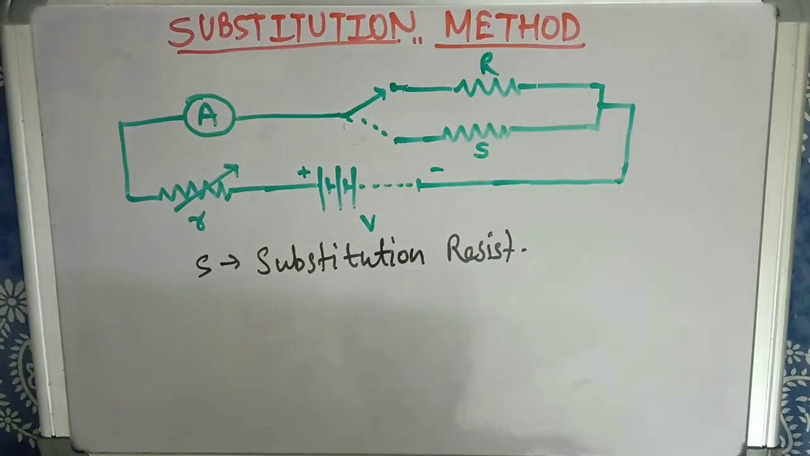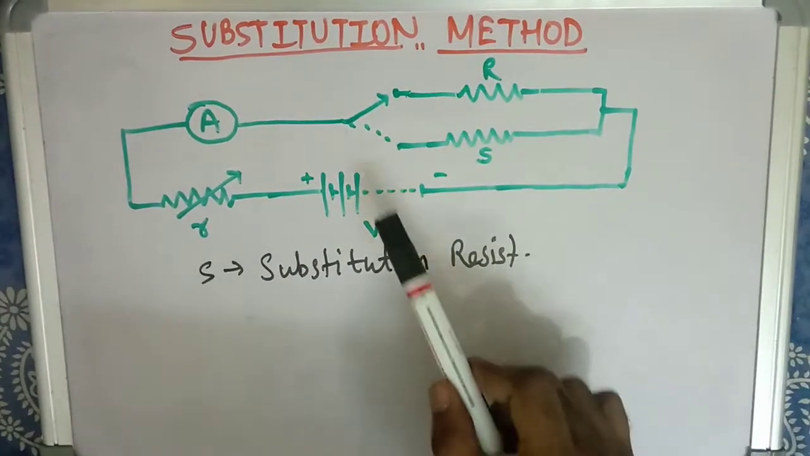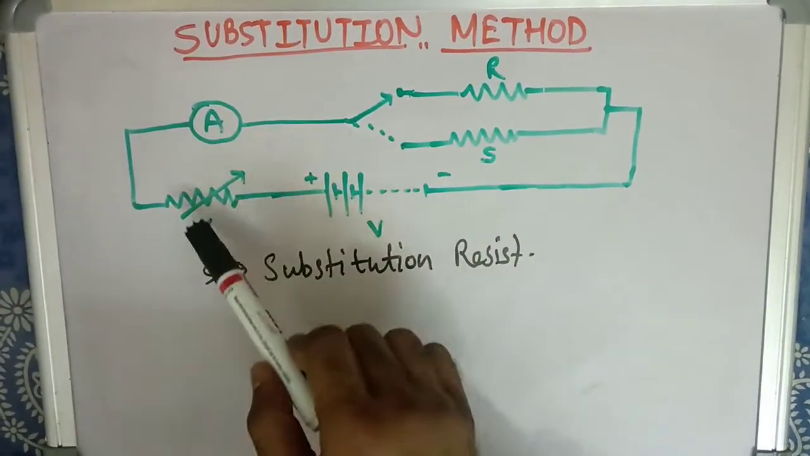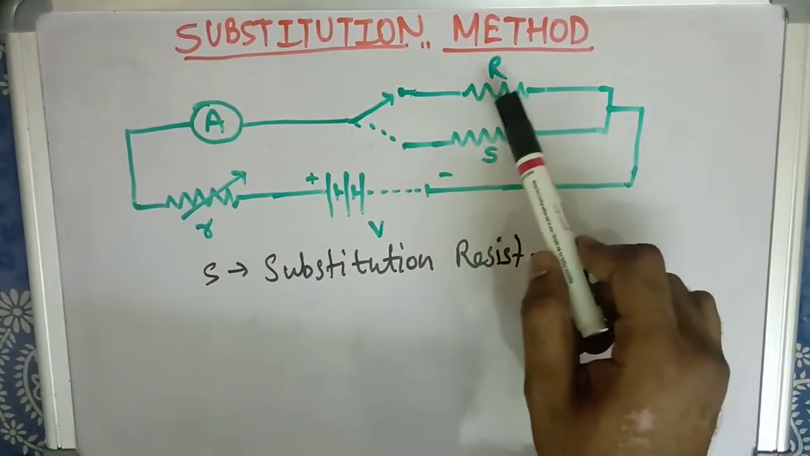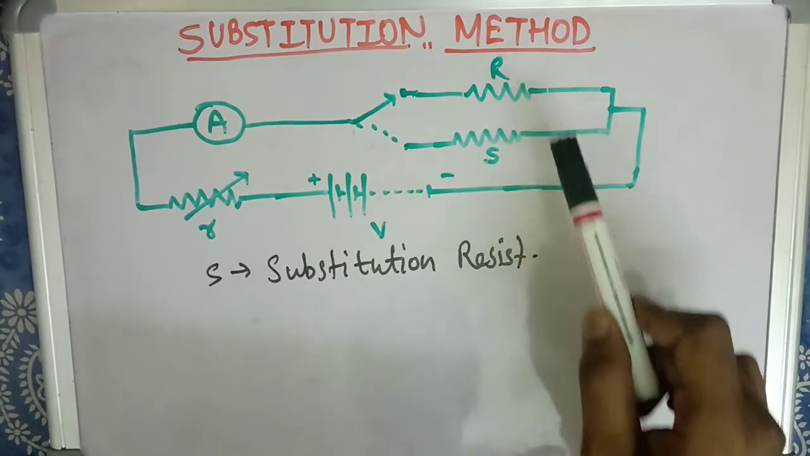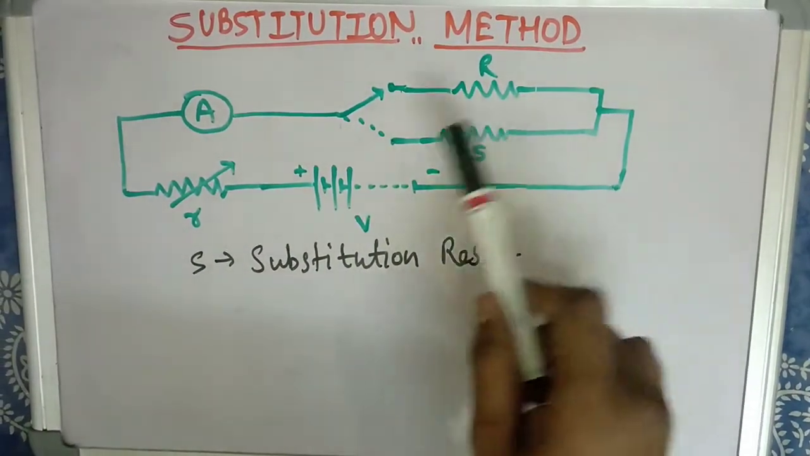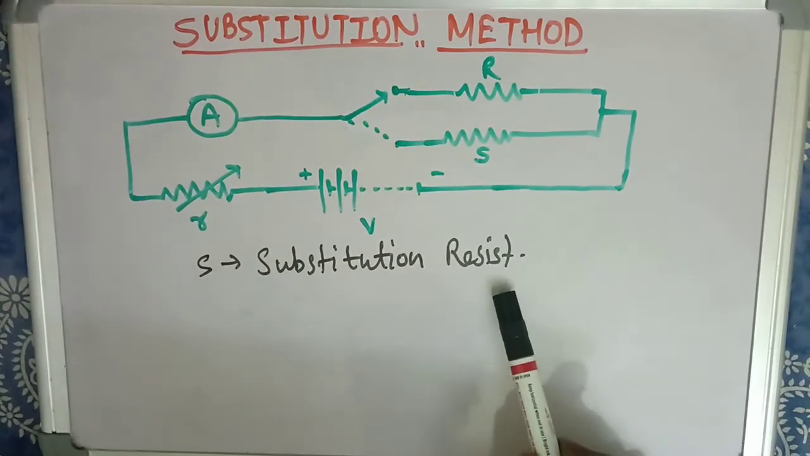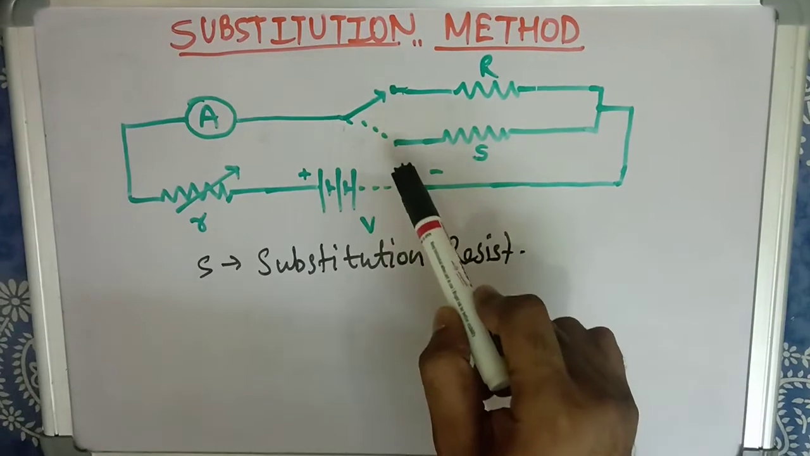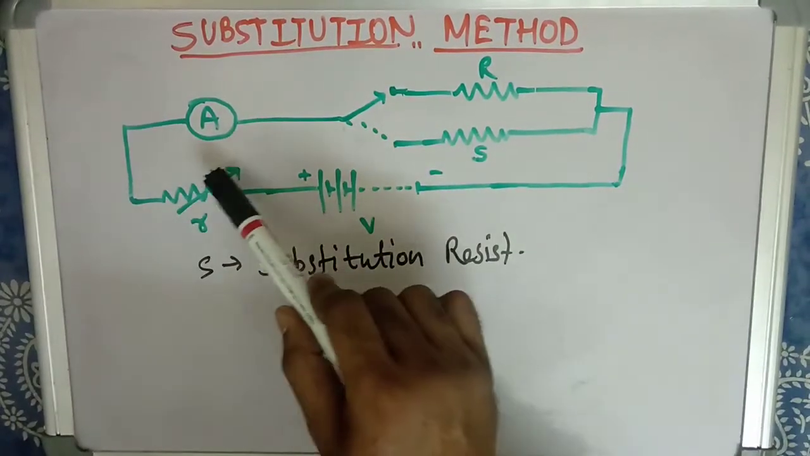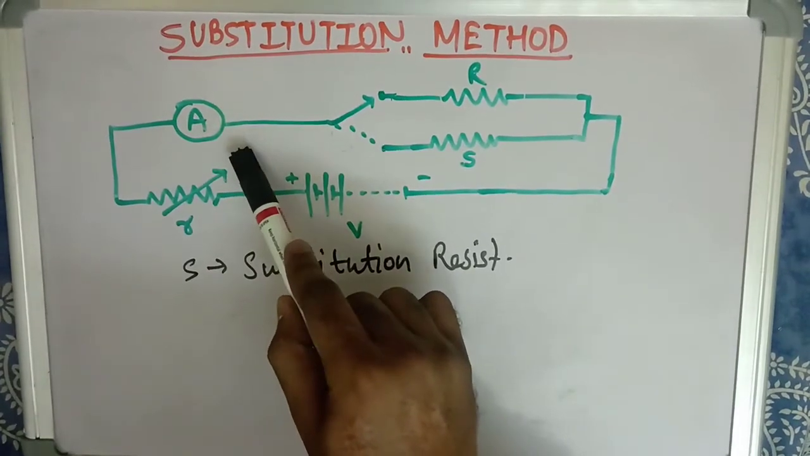The second method to measure the medium resistance is the substitution method. In this method we have a battery, a variable resistance, an ammeter A, and two resistances: R, which is our unknown resistance to be measured, and S, that is a standard resistance known as the substitution resistance. We connect the switch first to the S position and adjust our variable resistance so that a suitable reading comes in the ammeter.